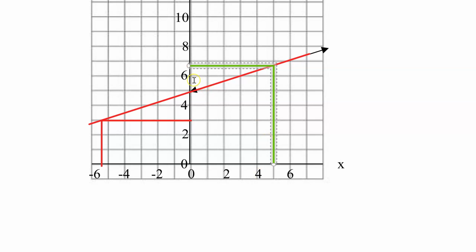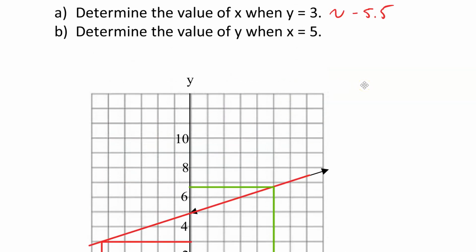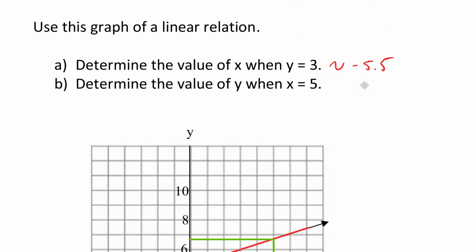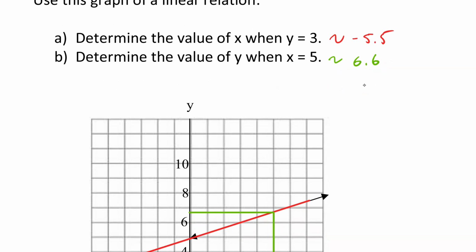Now, I'm falling in between 6 and 7, but I'm closer to that 7. I'm about 3/4 of the way there-ish. I'm just over halfway. So if you said that you're approximately either 6.6 or 6.7, you'd be close to right on. So that one was looking at interpolation because we were looking inside the data that we had. And the first one, A, was looking at extrapolation because we were looking outside of the data that we had.